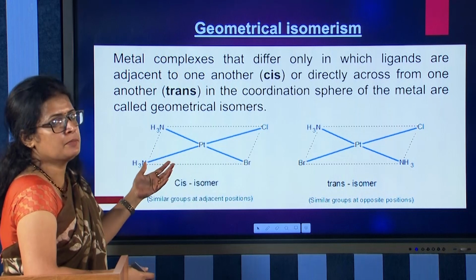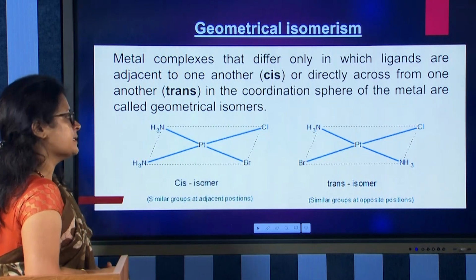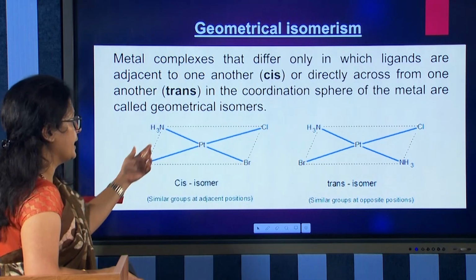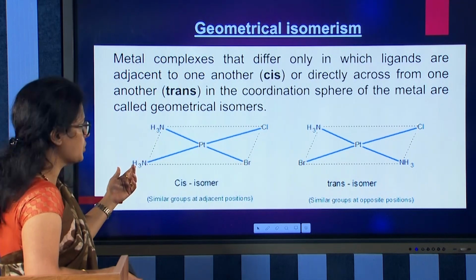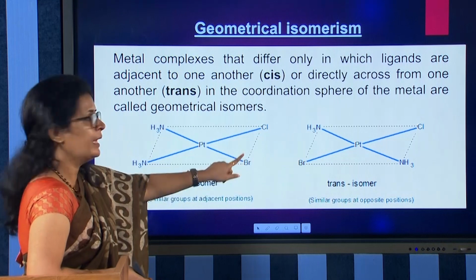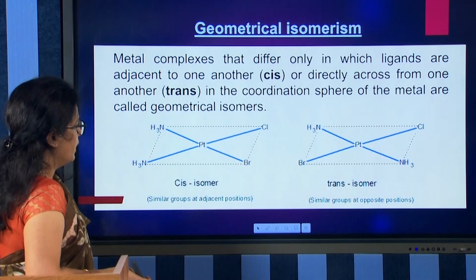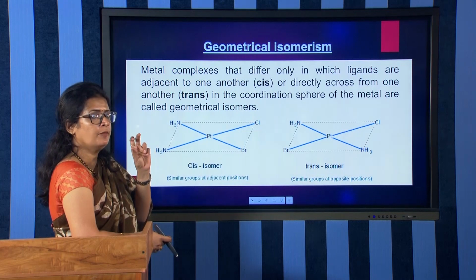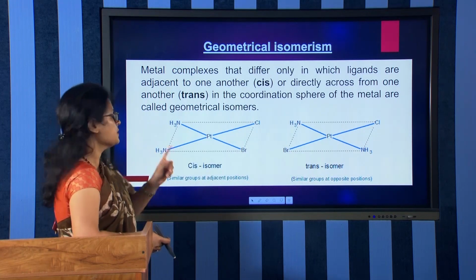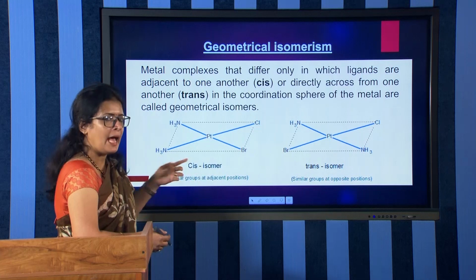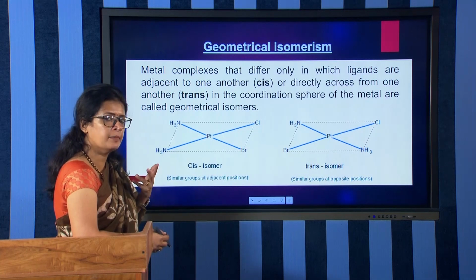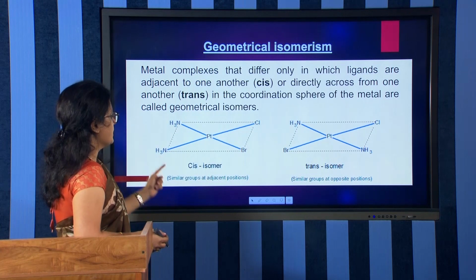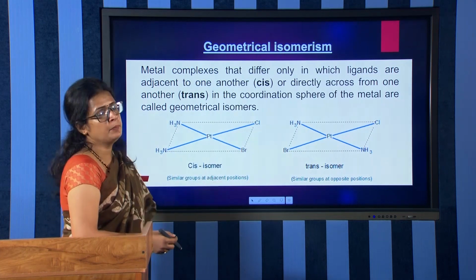An example is a square planar platinum complex given here. You can see the 2 ammonia molecules are in adjacent positions, and you have 1 bromide and 1 chloride ion. If identical ligands are on the same side, it is the cis isomer. As in the case of organic chemistry, the same is the situation here also. This is the cis isomer, with similar groups at adjacent positions.